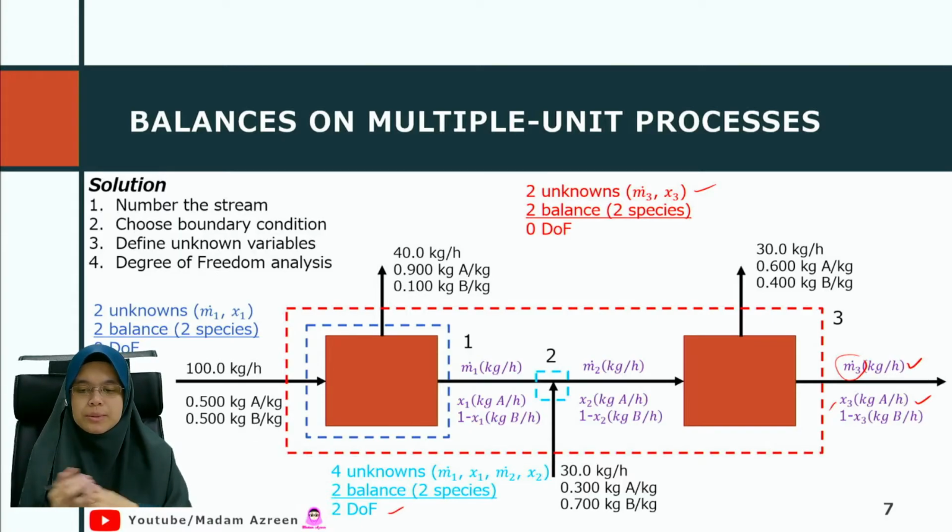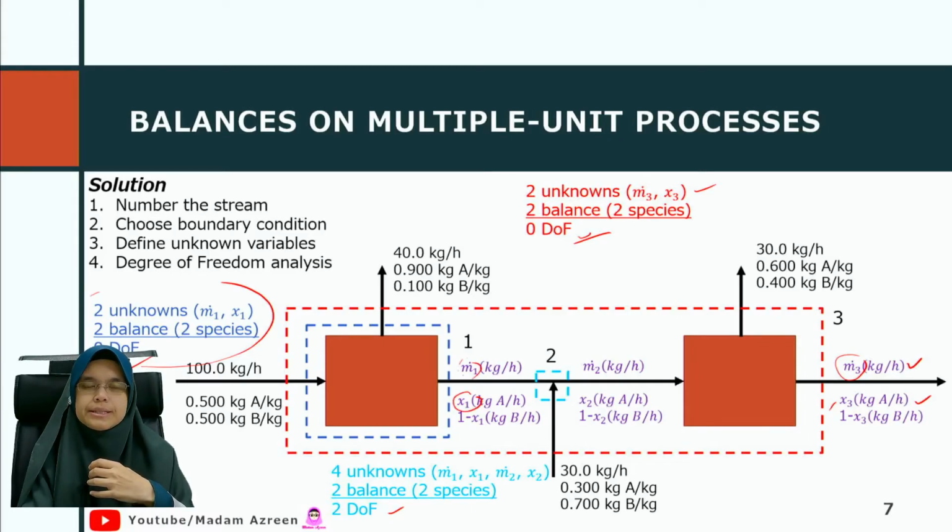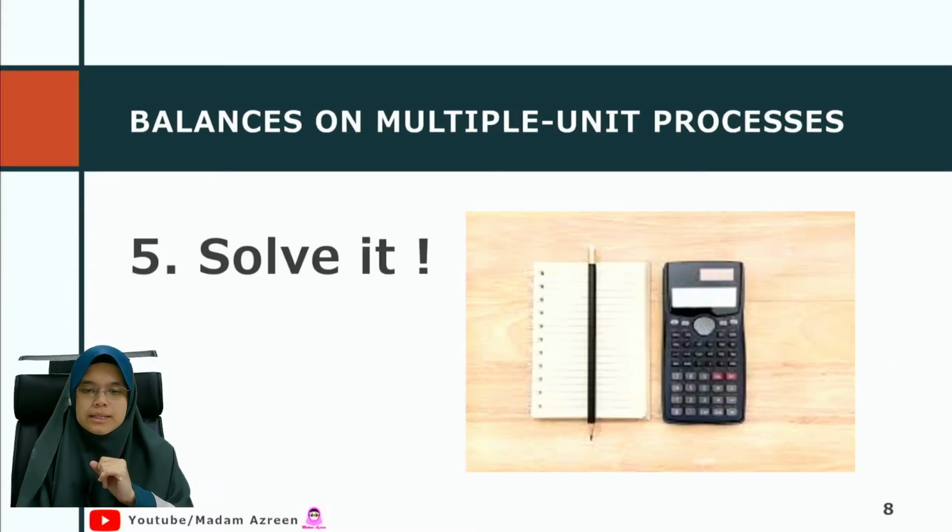So the tip is, when you want to solve it, you have to solve the 0 degree of freedom first, because once you solve this one, you will get the value of M1 and X1. When you get this value of M1 and X1, you can solve for M2 and X2. So it's really important for you to solve a 0 degree of freedom first. So solve it, give a try. Get a pen and a calculator, give a try.